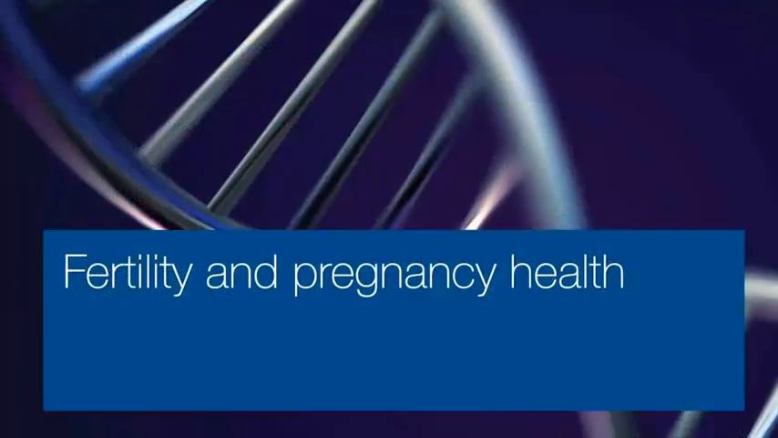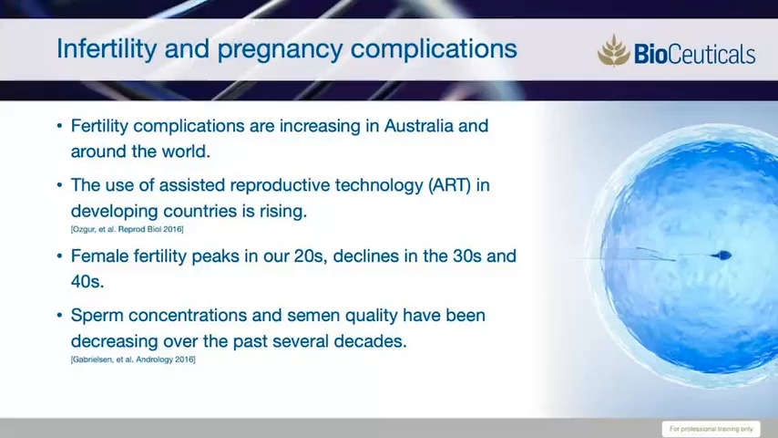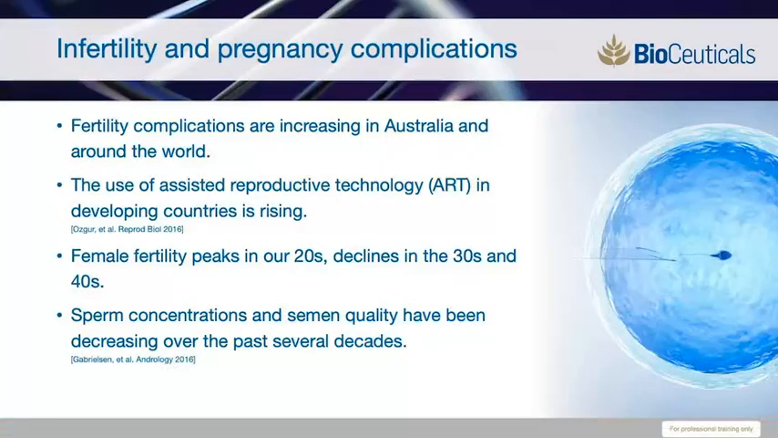So moving on to fertility and pregnancy health. So fertility complications are increasing in Australia and around the world. The use of assisted reproductive technology, or ART, and IVF in developing countries is rising. I think we all know that. We all know someone who has had IVF or is struggling to fall pregnant. Female fertility peaks in our 20s, declines in our 30s and our 40s, and sperm concentrations and semen quality have been decreasing over the past several decades.